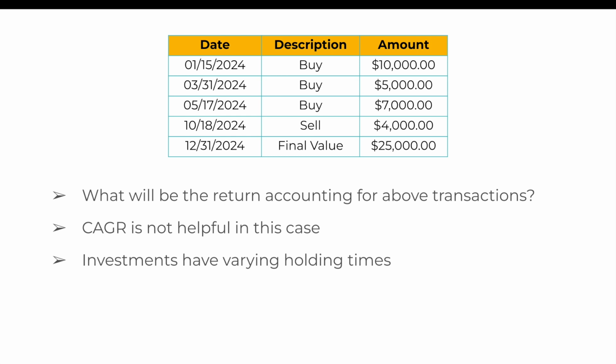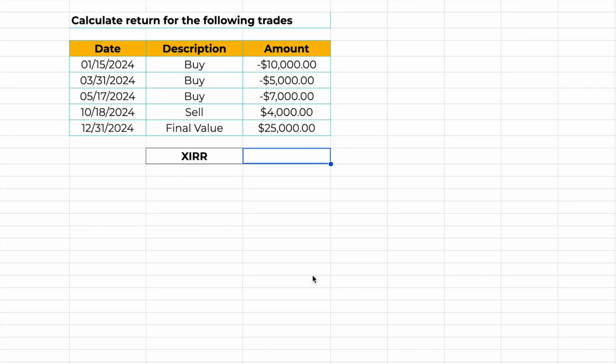If you want to know your exact return considering all these buys and sells, that's where XIRR comes in. Now, how do we do the calculation? Here, I'm going to use Google Sheets and its built-in XIRR formula. As you can see, I have listed all the transactions in this Google Sheet along with the dates of the transactions. When we buy a stock, it's an outflow of money, so it's listed as a negative number. Likewise, when we sell a stock, it's an inflow of money, so it's listed as a positive number.